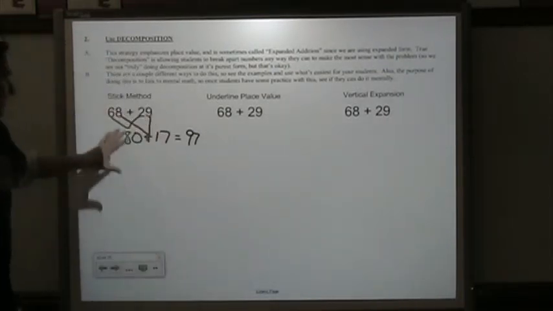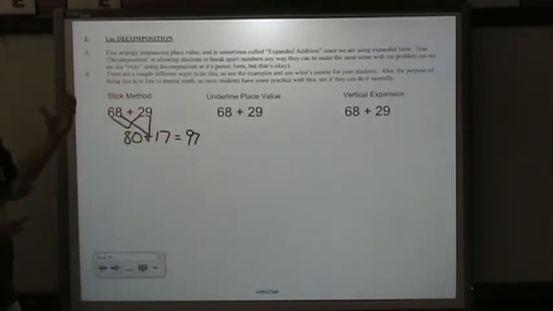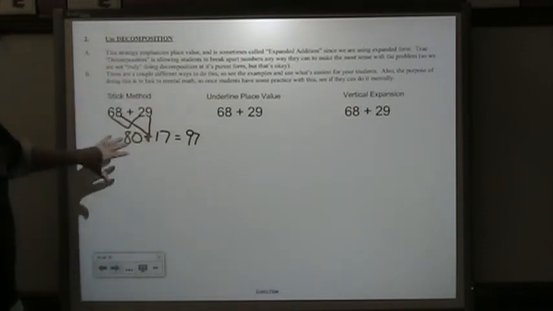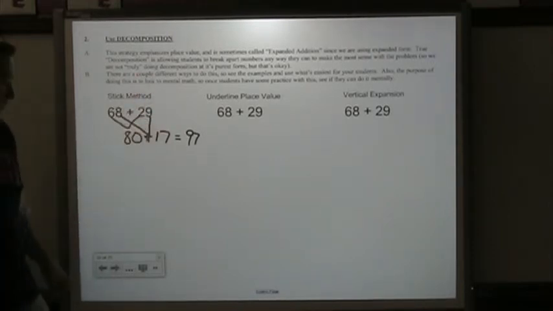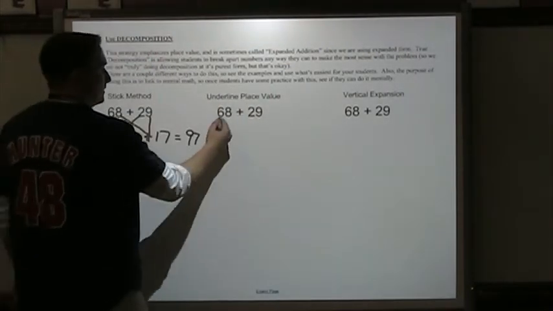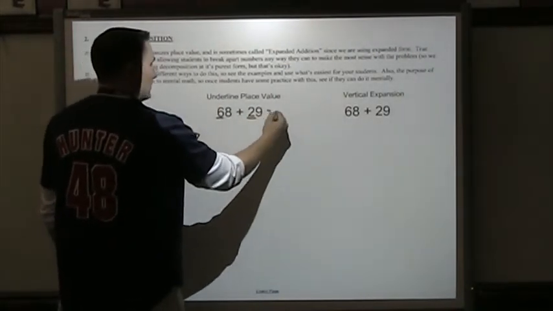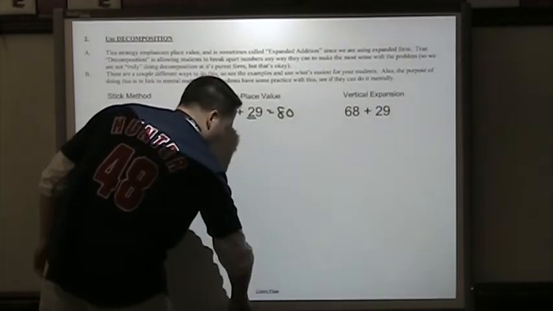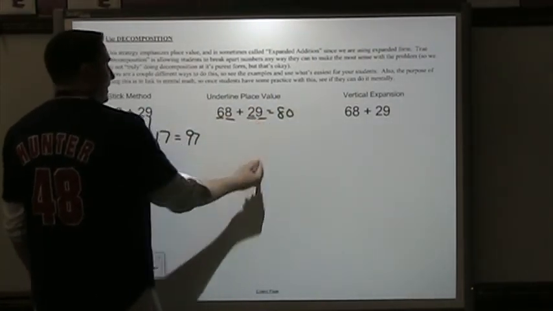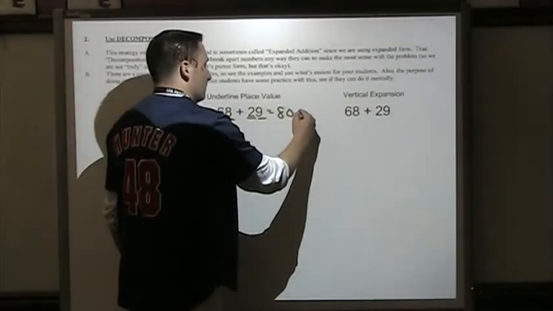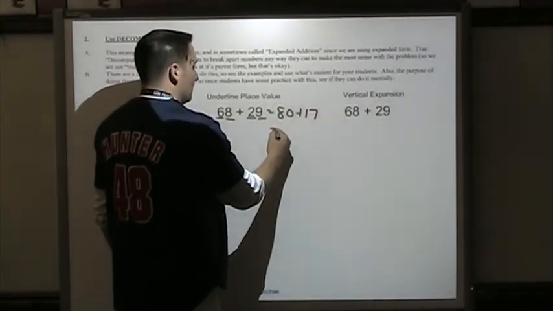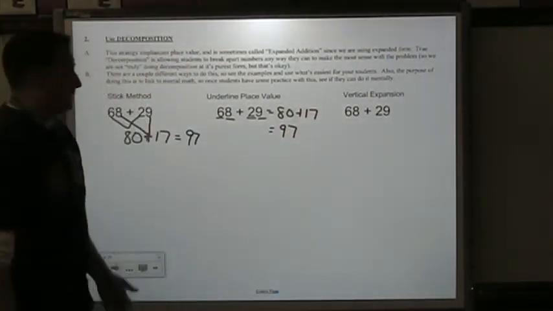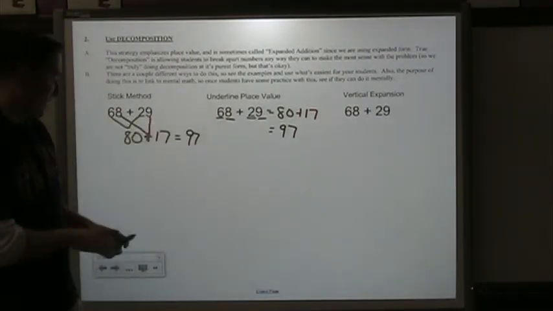So depending on how things go with regrouping, and you haven't formally done the standard way yet, that's okay. They can get this, and if they need to go back to the number line, if they need to go 80, 90, and then add 7, that's okay too. The next one, same type of thing. 80. Underline the place value again. 8 plus 9, 17. And my answer that I get, 97. So very similar, it doesn't really matter which way you do it.